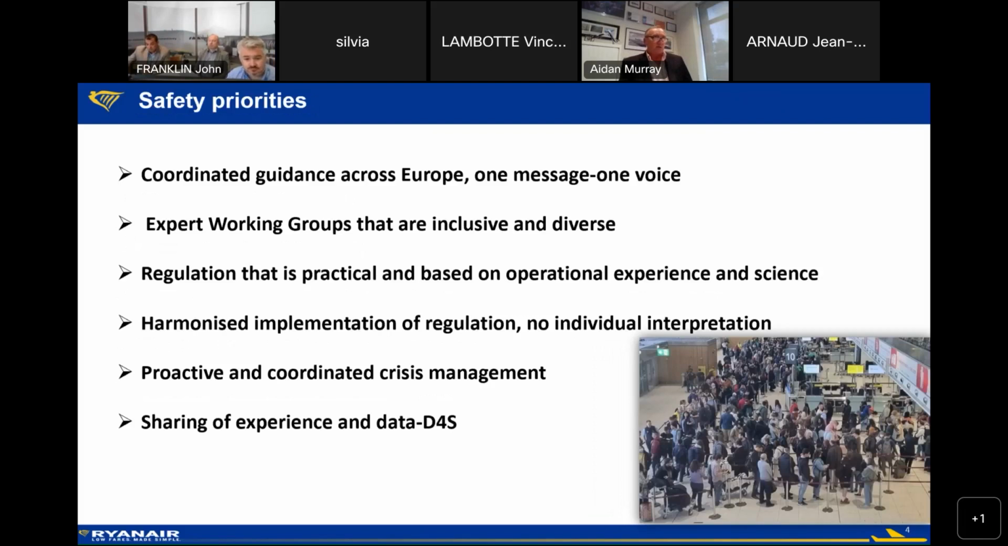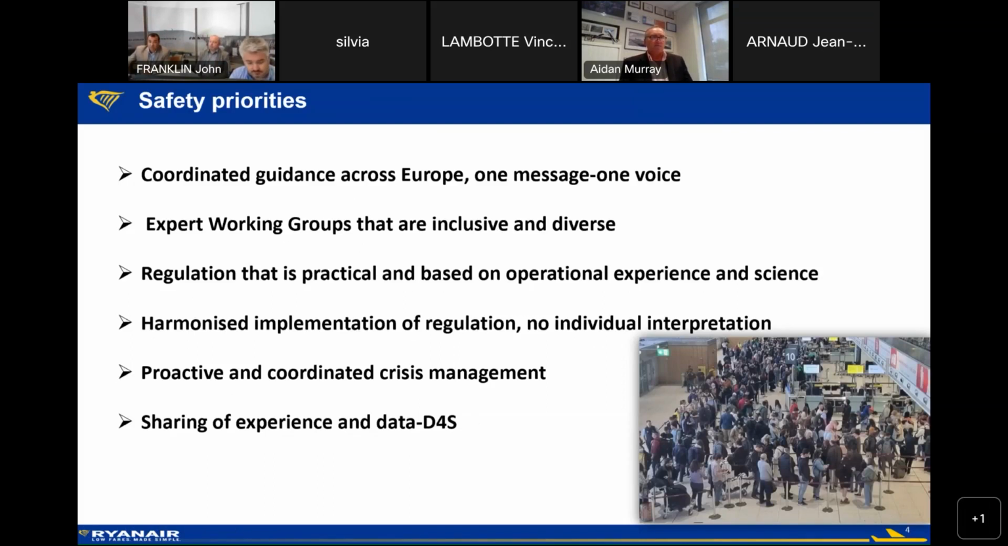I guess the lesson we have learned over the last 2.5 years is that what we saw was not coordinated across Europe. The guidance we were getting from different countries, different NAAs across Europe, was just completely disjointed at times, contradictory, and it was absolutely impossible for us in 27 different countries to try and manage the message.